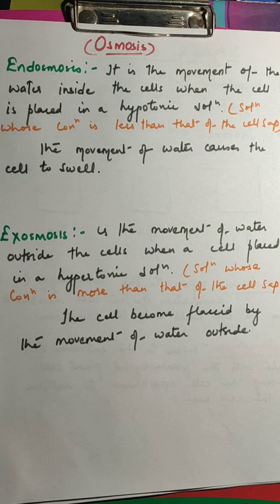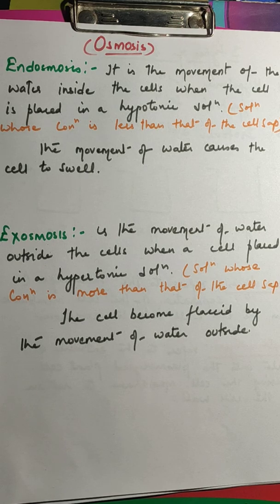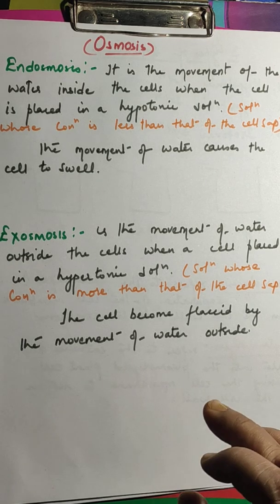Yesterday I explained to you the difference between osmosis and diffusion, and today I'll tell you about endosmosis and exosmosis. Osmosis is studied under two headings: first is endosmosis and second is exosmosis. Endosmosis means entry. Endo means entry, so endo means movement of water molecules inside the cell.